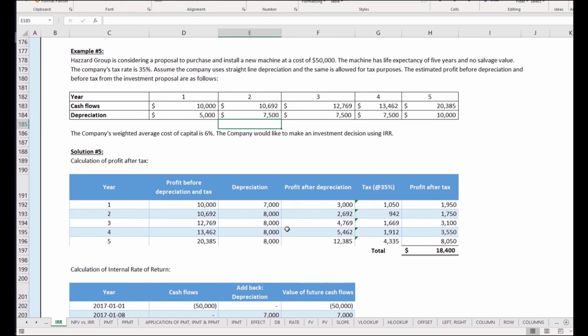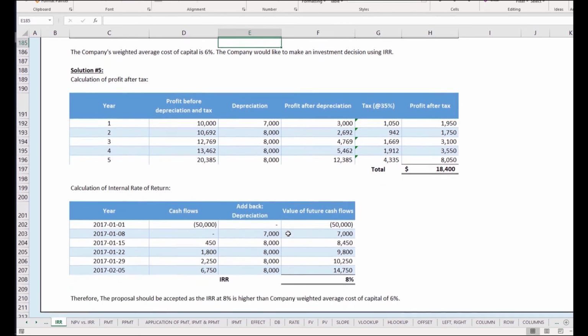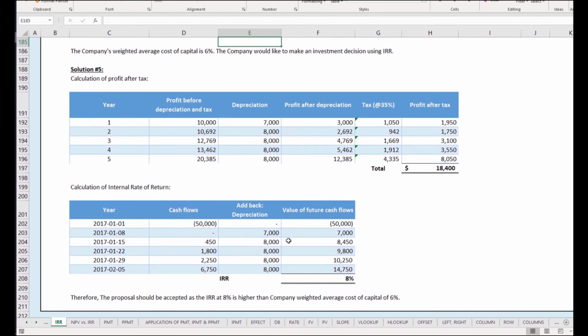So we have the profit before tax, we have depreciation, profit after depreciation, and then we have the tax rate at 35%. So the profit after tax is located in column H. So again, the company wants to make an investment decision using IRR. We know the cost of capital is 6%. And in the final table of this spreadsheet, you can see starting in row 200, we've got our calculations for IRR. It turns out that the IRR is 8%, and therefore this investment should be accepted and pursued because it is accretive to shareholder value.